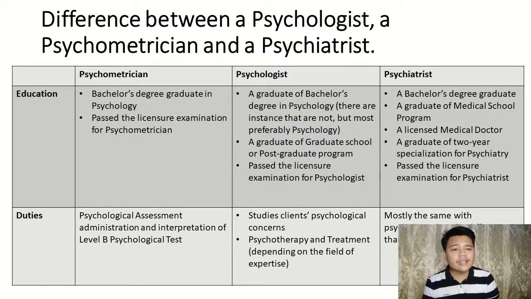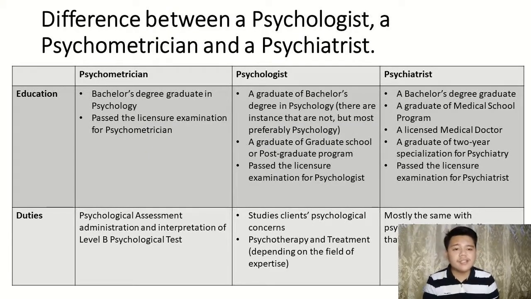First, the psychometrician. These are bachelor's degree graduates in psychology, and they pass the licensure examination for psychometricians. Now, what are their duties? These are psychological assessment, administration, and interpretation of level B psychological tests.